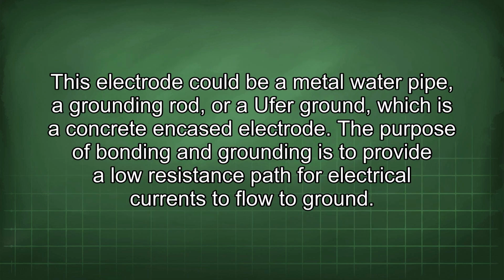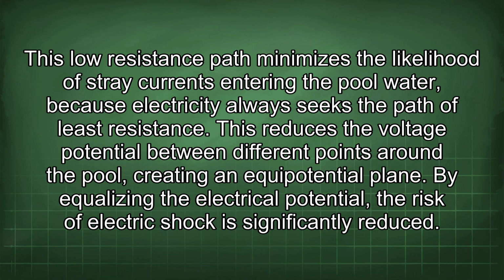This electrode could be a metal water pipe, a grounding rod, or a Ufer ground, which is a concrete-encased electrode. The purpose of bonding and grounding is to provide a low resistance path for electrical currents to flow to ground. This low resistance path minimizes the likelihood of stray currents entering the pool water, because electricity always seeks the path of least resistance. This reduces the voltage potential between different points around the pool, creating an equipotential plane. By equalizing the electrical potential, the risk of electric shock is significantly reduced.